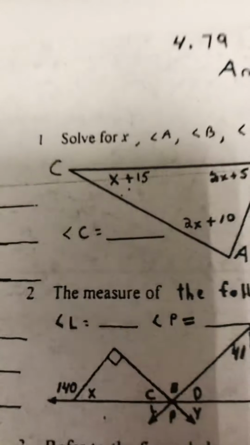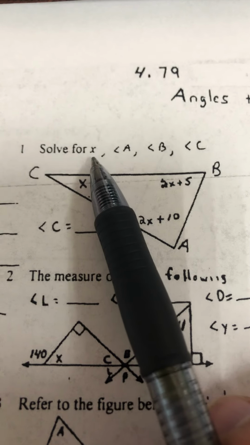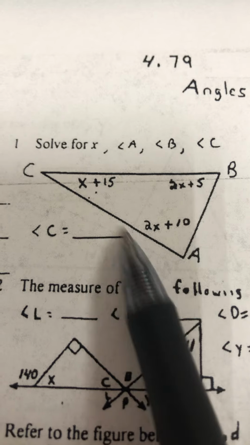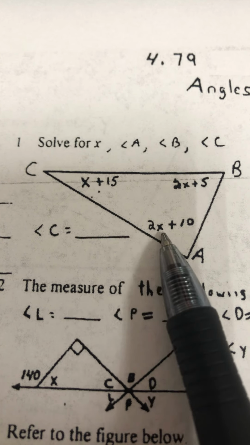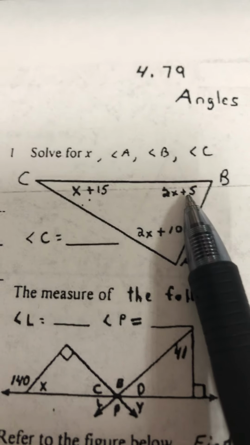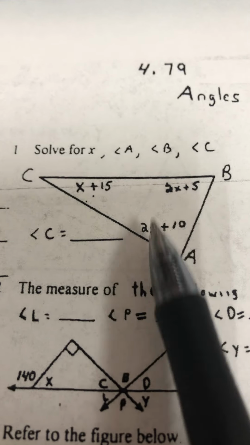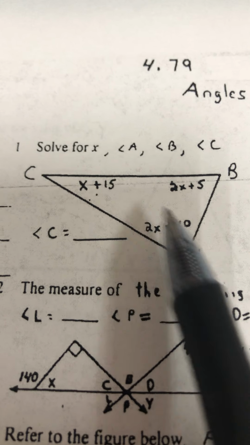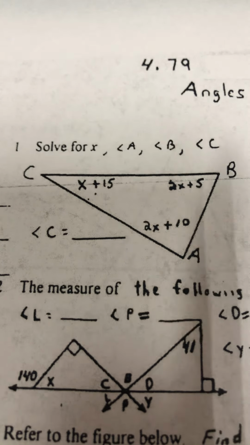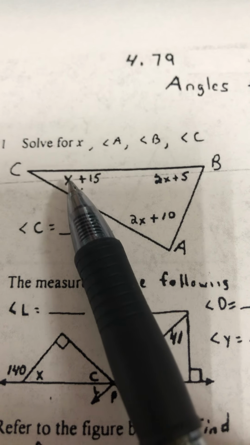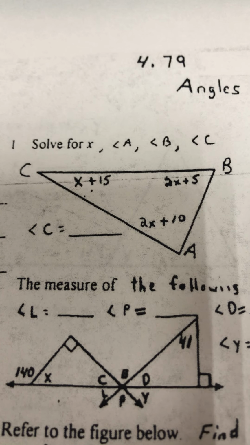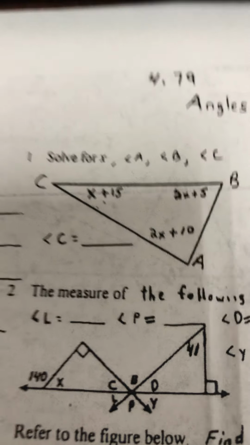So for number 1, solve for x, angle A, angle B, and angle C. First of all, we got to solve for x. All of these angles added together, so this plus this plus this, that's what you saw on my notebook paper, equals 180. Combine your like terms, combine these numbers also, and then just solve for x. Come back and put your x value in for all of these, and then you will be able to figure out what A, B, and C are.